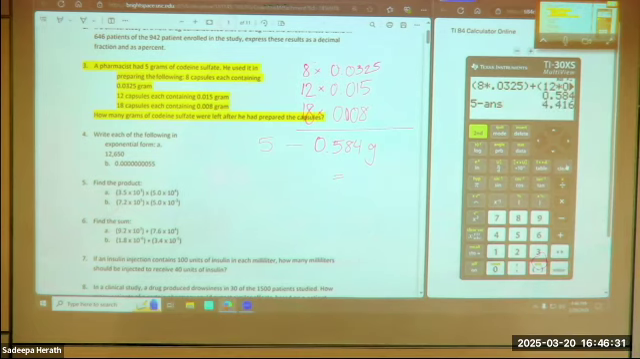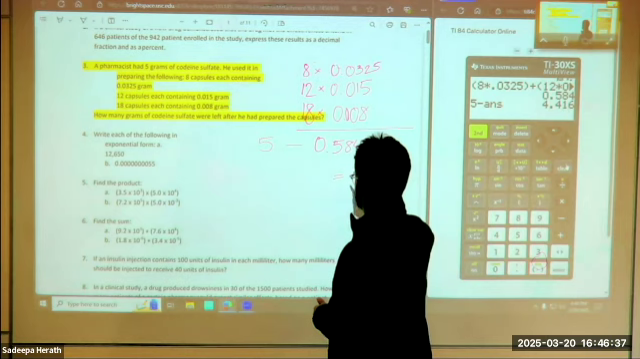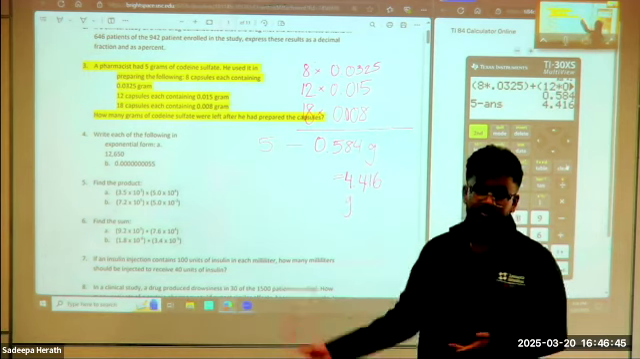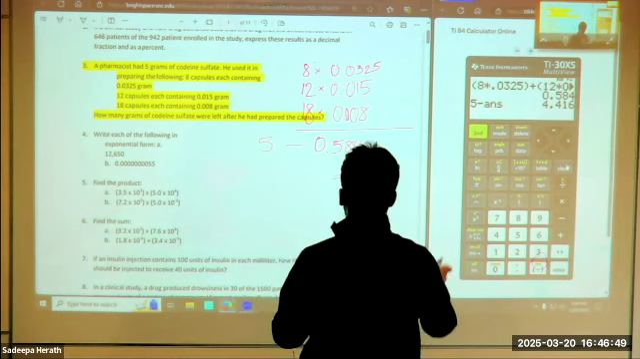4.416. Double check that, and that's correct. 4.416 grams of codeine sulfate. You get the idea, right? Cool.